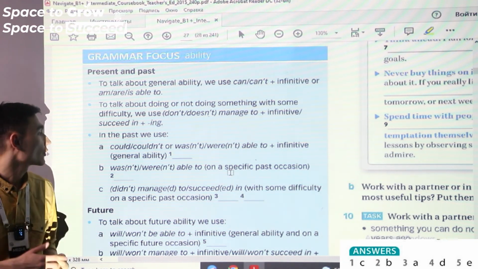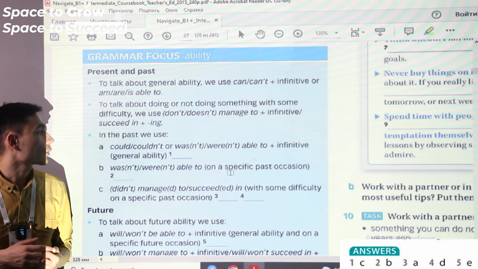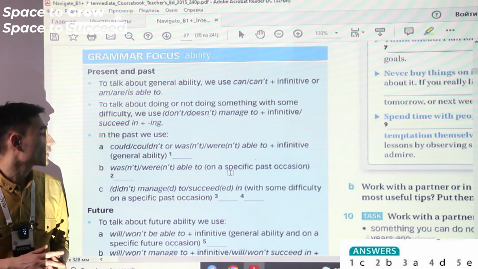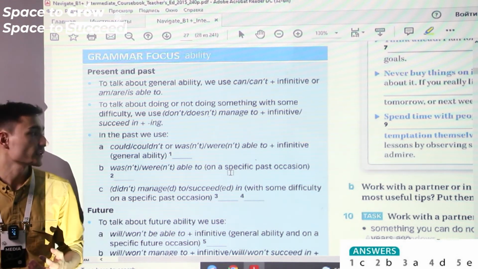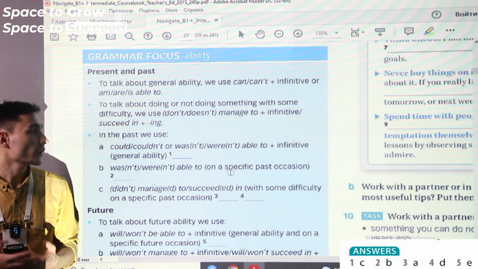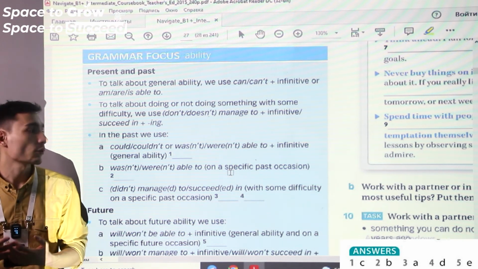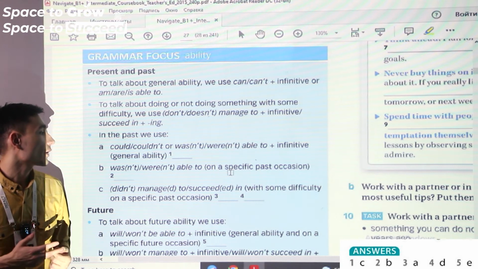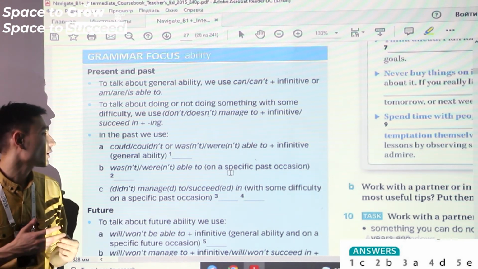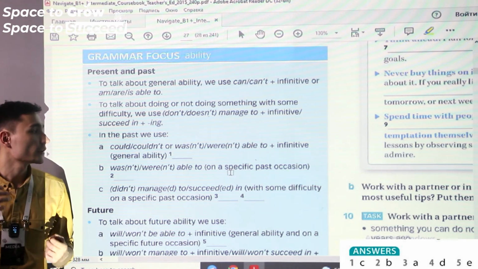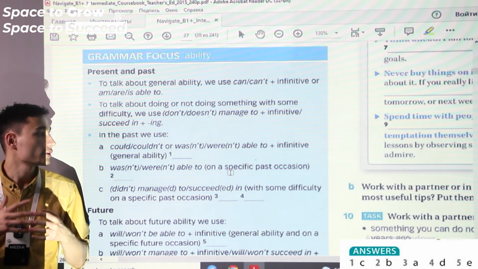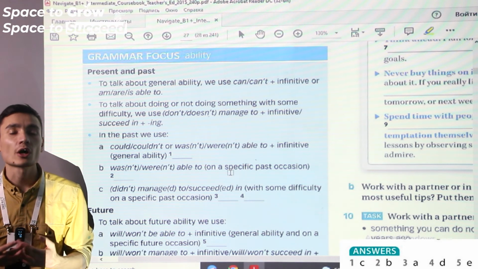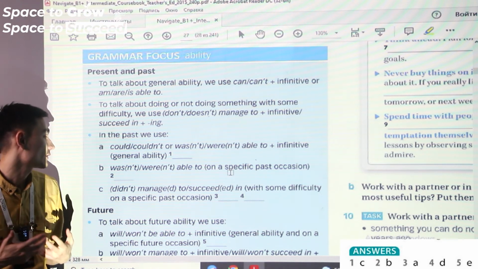In the past, we use could, couldn't, or was, wasn't, weren't able to, plus infinitive for general ability. For example, I could run, I couldn't swim. I was able to run, I wasn't able to swim. And B, was or were able to on a specific occasion, meaning in a certain context, in a certain situation, only one time. For example, the test was really hard, but I was able to pass this.